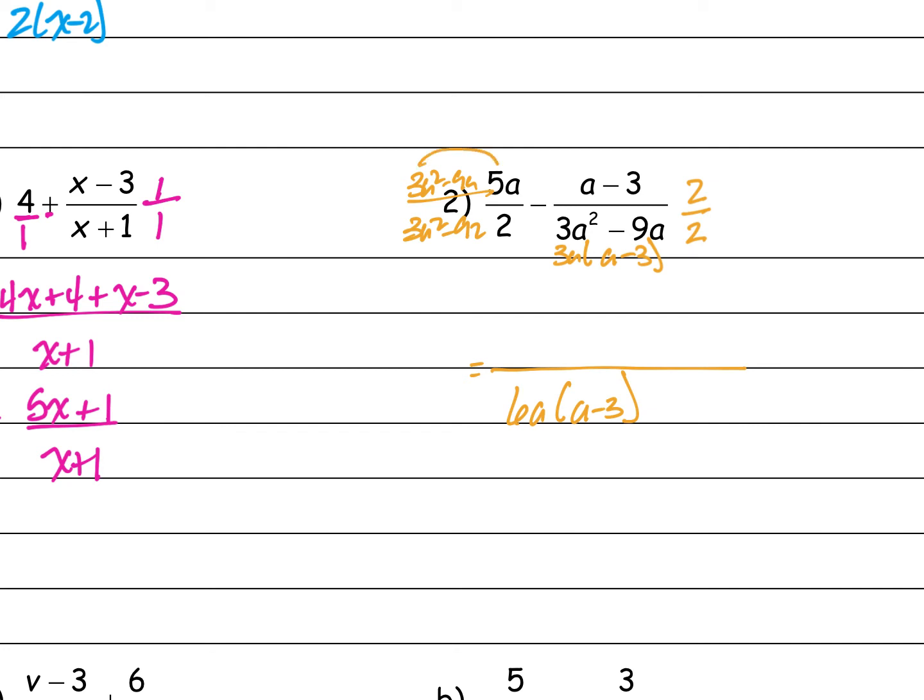Okay, if I distribute here, 5a times 3a squared is 15a cubed. And 5a times negative 9a is negative 45a squared, minus 2a plus 6. Believe it or not, I actually think I can factor this. I don't know for sure, but I'm going to try.